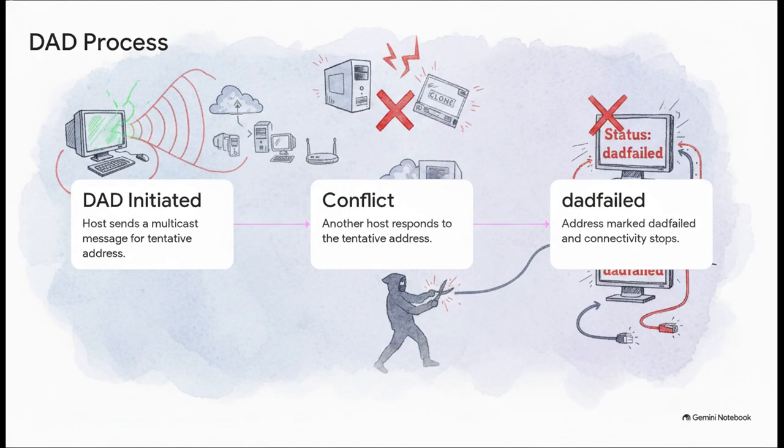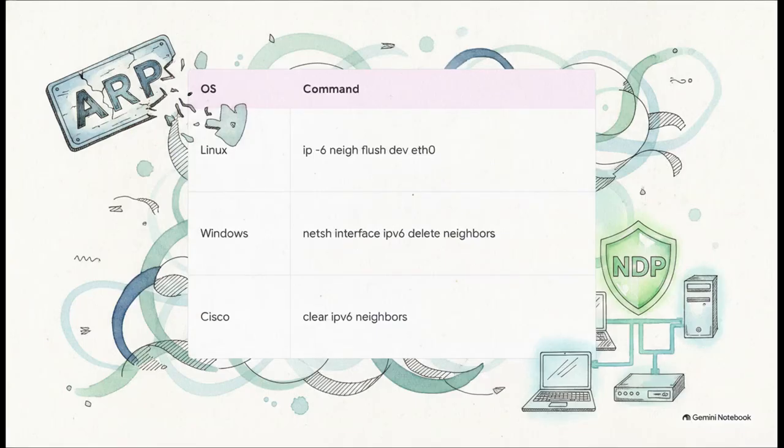So if some rogue device, or maybe a cloned virtual machine with the exact same MAC address trips this up, your device is going nowhere. Always check your interface status for that specific DAD failed flag. Oh, and speaking of ARP, it is completely gone. It's been swapped out for the Neighbor Discovery Protocol, or NDP.